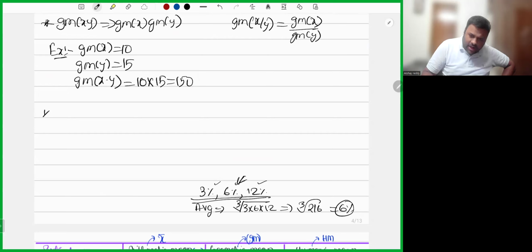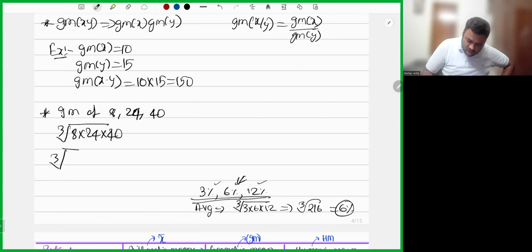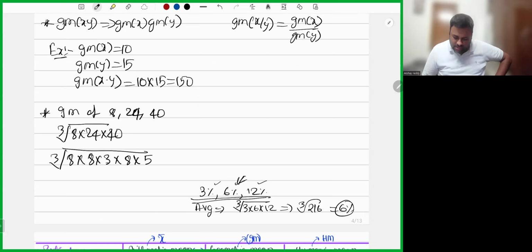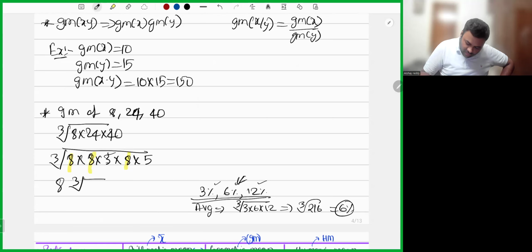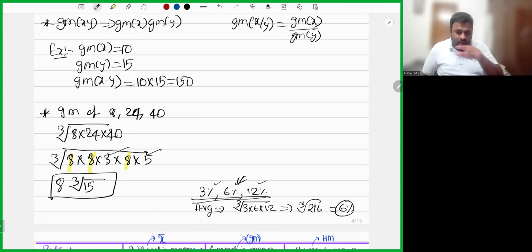One question is there in the ICAI material. I'll cover that also, why keep it pending. The geometric mean of 8, 24 and 40: how will you calculate? 3 under root 8 into 24 into 40. Can I write 24 as 8 into 3? And 40, can I write it as 8 into 5? Yes. So 8 is repeated 3 times, so I'll take it outside. 3 into 5 is 15. So the geometric mean of 8, 24 and 40 is 8 times 3 under root 15.